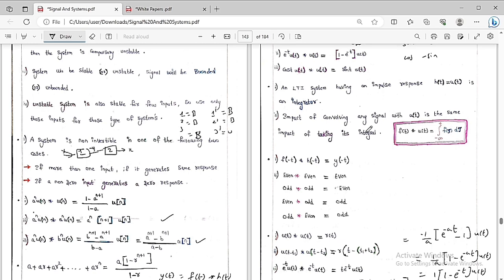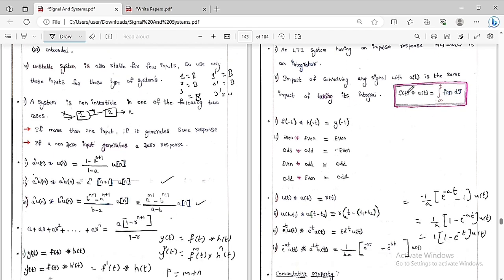Now the next point is that the impact of convolving any signal with u of t is the same as the impact of taking its integral. Same thing I have already told you.